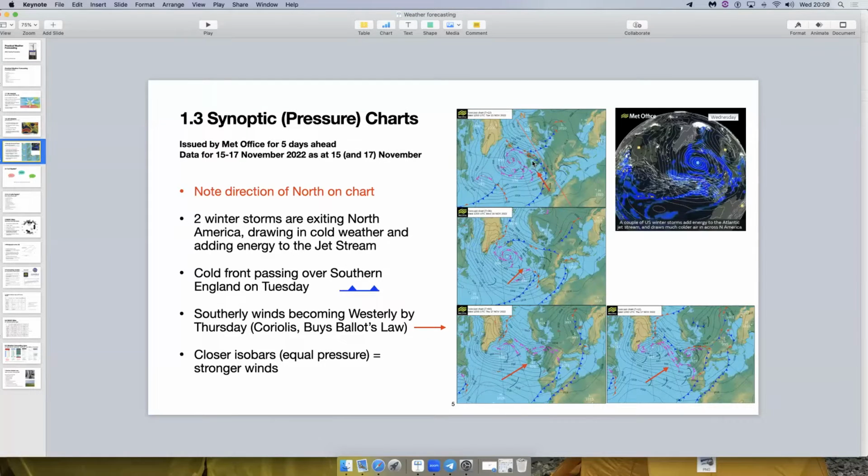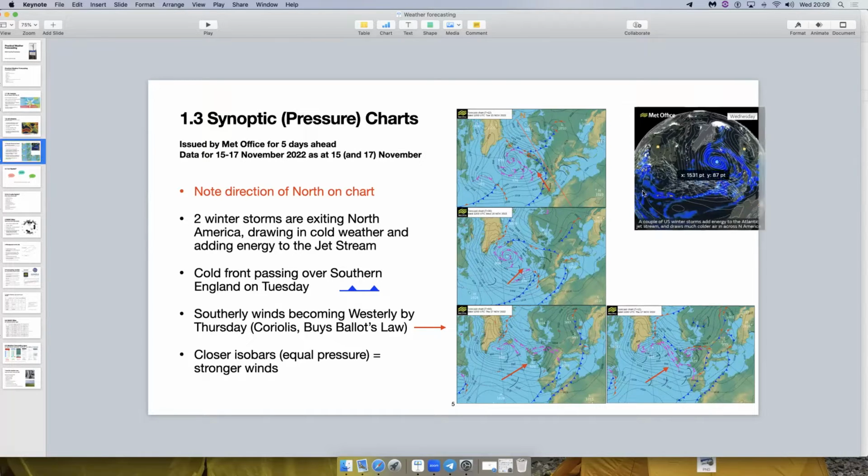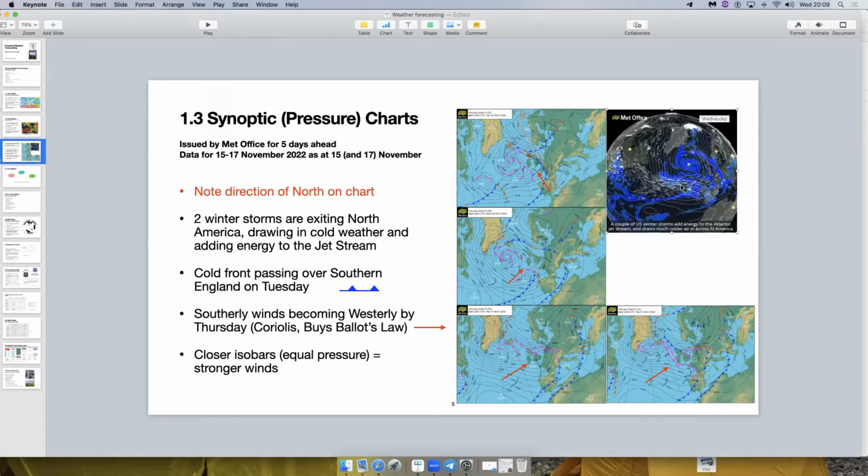First thing to notice is the angle at which these charts are drawn. If you can see, there's a red line here. That is north. So it's not a question of the bottom of the page straight up to the top of the page. It is at an angle. And what we see on the right here, this was a Met Office diagram, but there were storms leaving North America, coming across with the jet stream, drawing in cold weather and adding more energy to the jet stream, making the wind strength greater.